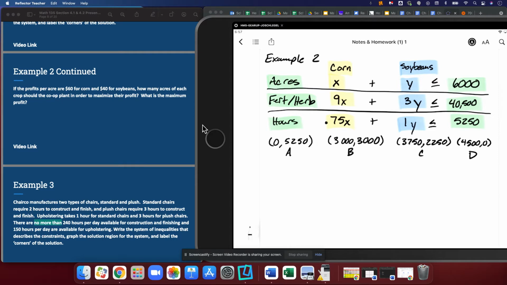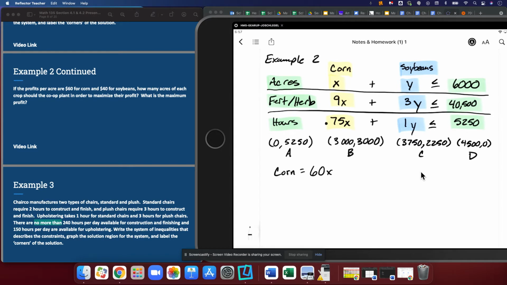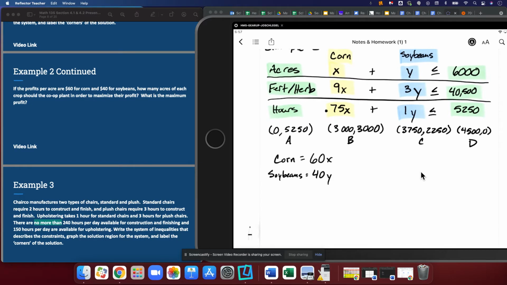So what we need to do, everyone, is construct a profit function and then test each of these values to see which one is going to be the most profitable for this farmer. So as we have done in example 1, very similar, revenue for corn is $60 per acre. And so for a profit function, corn would be 60x, or $60 per acre. Soybeans would be 40y, or $40 per acre. And again, you see I've matched my X with my corn and my Y with my soybean.